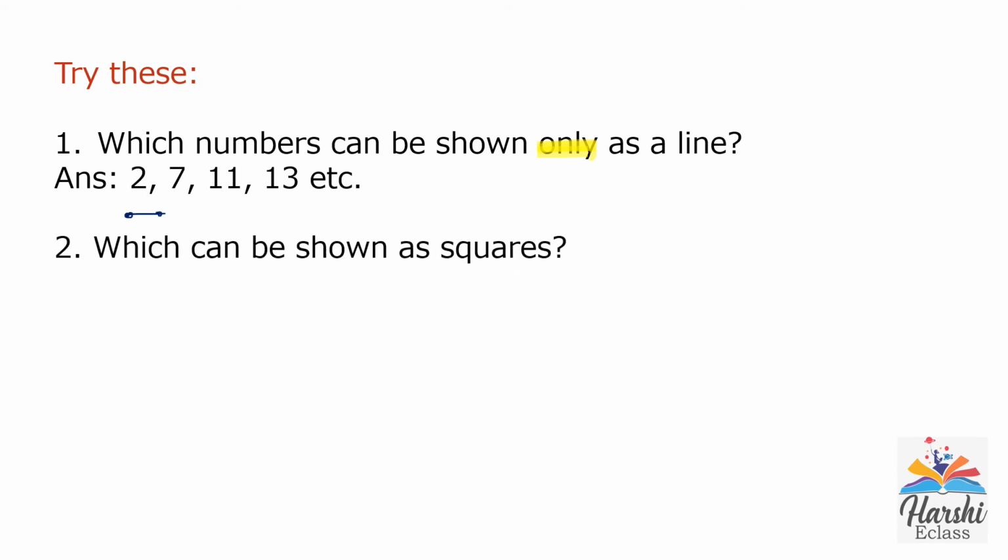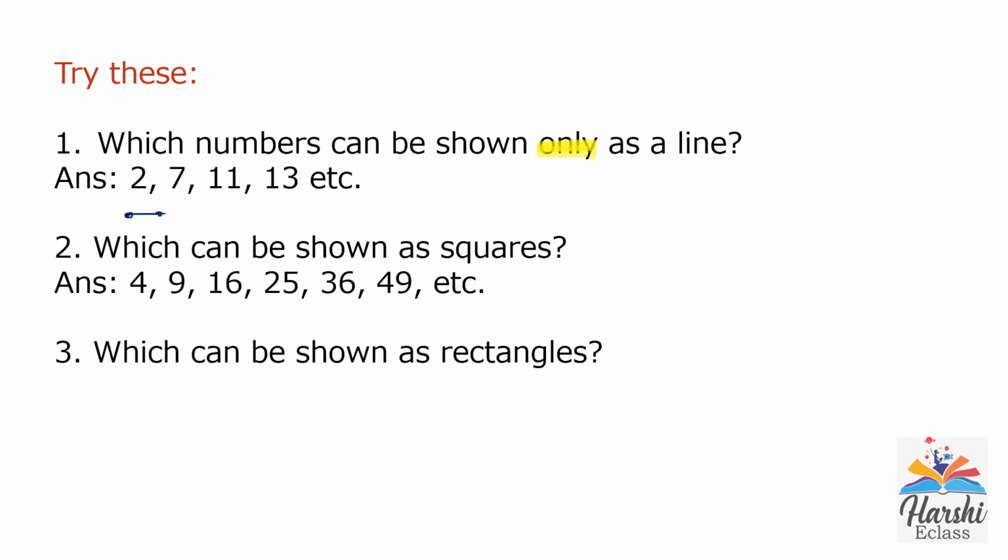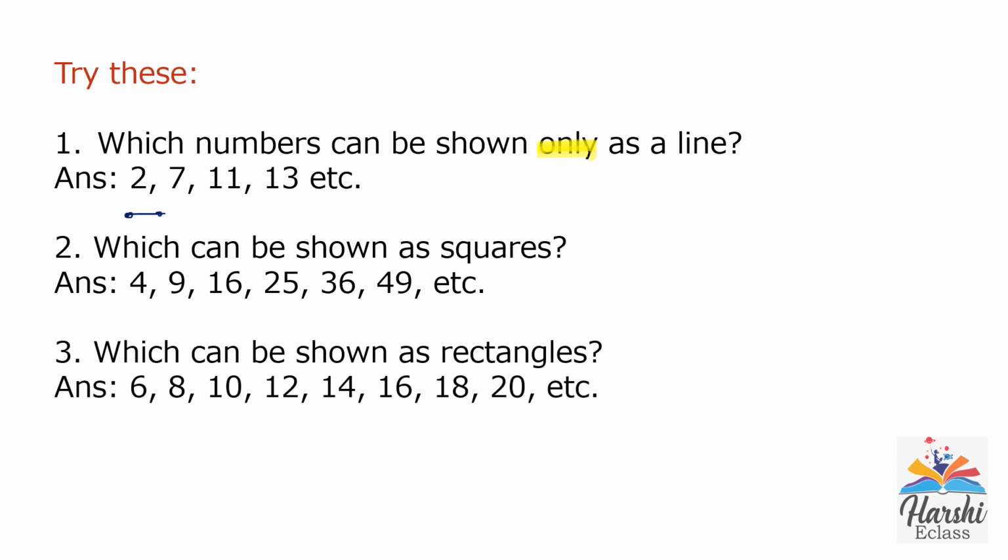Second question, which can be shown as squares? 4, 9, 16, 25, 36, 49, etc. can be shown as squares. Which can be shown as rectangles? 6, 8, 10, 12, 14, 16, 18, 20, even 15. 15 can also be arranged in rectangle form. Except the prime numbers, almost all the numbers can be arranged in the form of rectangle.